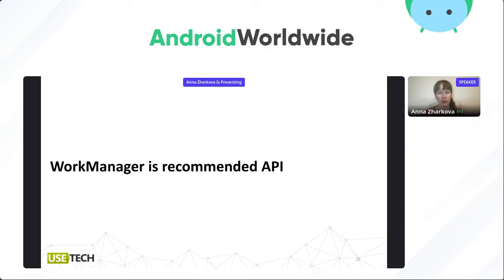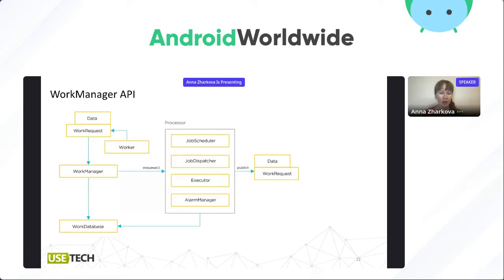Yes, though half of my talk was about why we need background work and how to deal with foreground services, now we will talk about WorkManager as the recommended API. But I think that without foreground services and struggling with them, there could be no talk about WorkManager at all. So, how does it work? Under its hood, it uses different mechanisms: job scheduler, job dispatcher, both with different kinds of executors, and alarm managers.